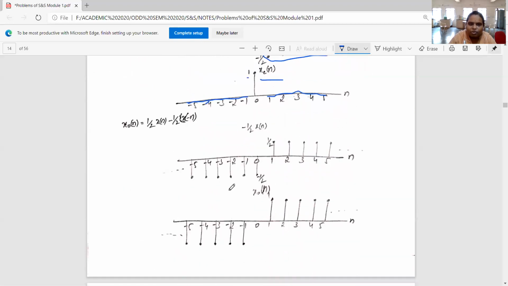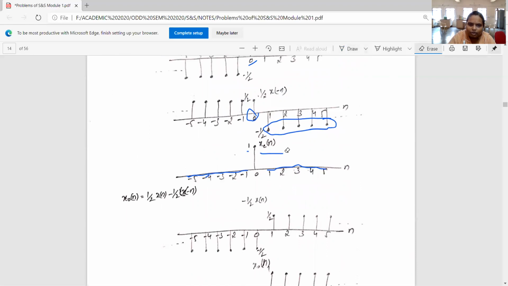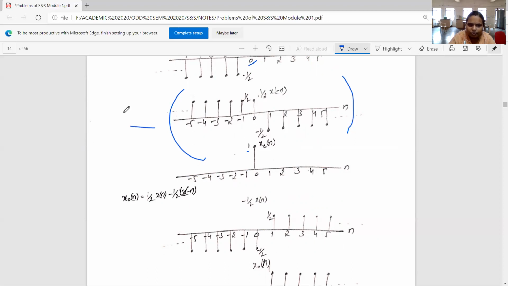Then for the odd part, what do you have to do? What is the equation? 1 by 2 x of n minus 1 by 2 x of minus n. We already did 1 by 2 x of n, and minus 1 by 2 x of minus n we did. What we have to do? Here it is a negative value, right? Just multiply the whole signal by negative. Multiplying with the negative, what will I get?